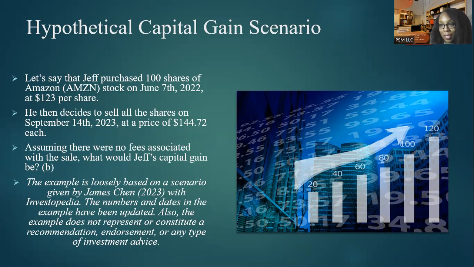Anybody have an idea what his capital gain would be or the steps to take to determine his capital gain? Well, even if you say, Dr. LL, I have absolutely no idea, even if you don't know, that is okay. That's why we're here to learn.